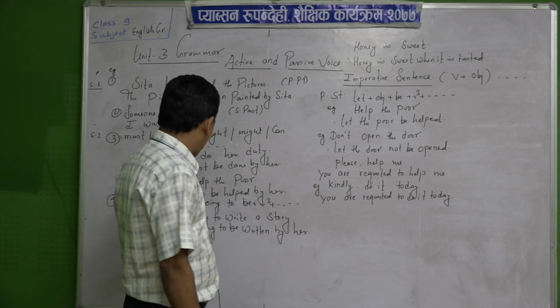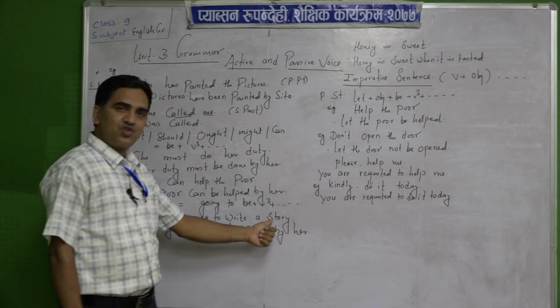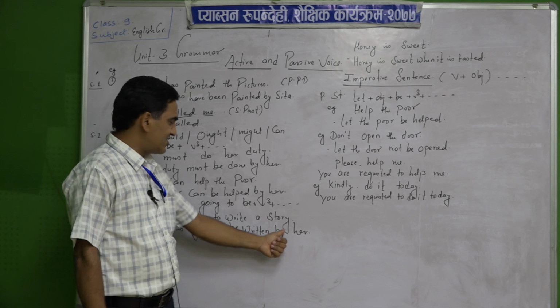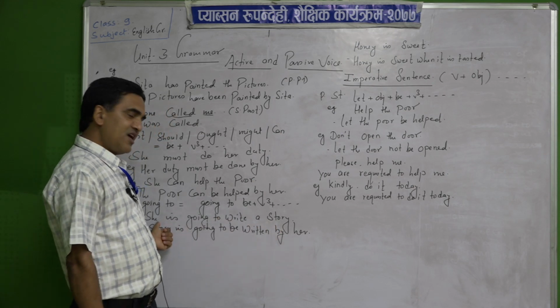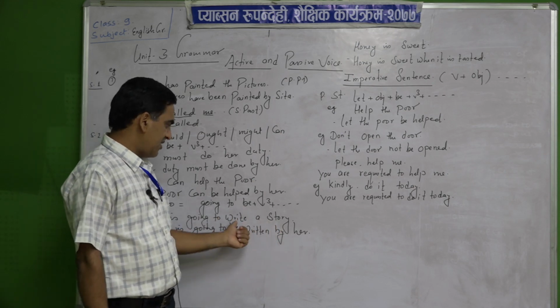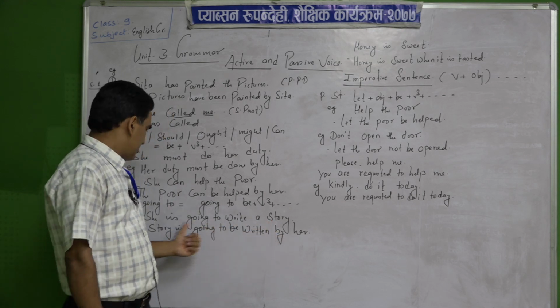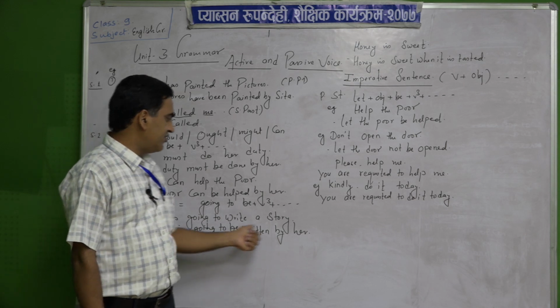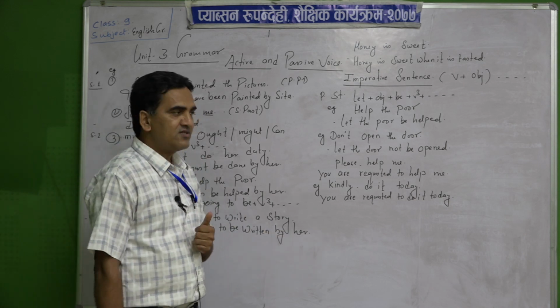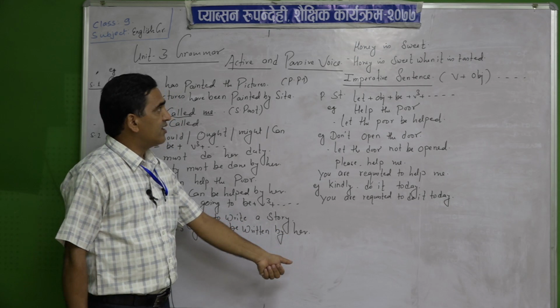This is just like: she is going to write a story. Here she is the subject and write is the main verb. The story is the object. So we have to start: A story is going to be written by her.